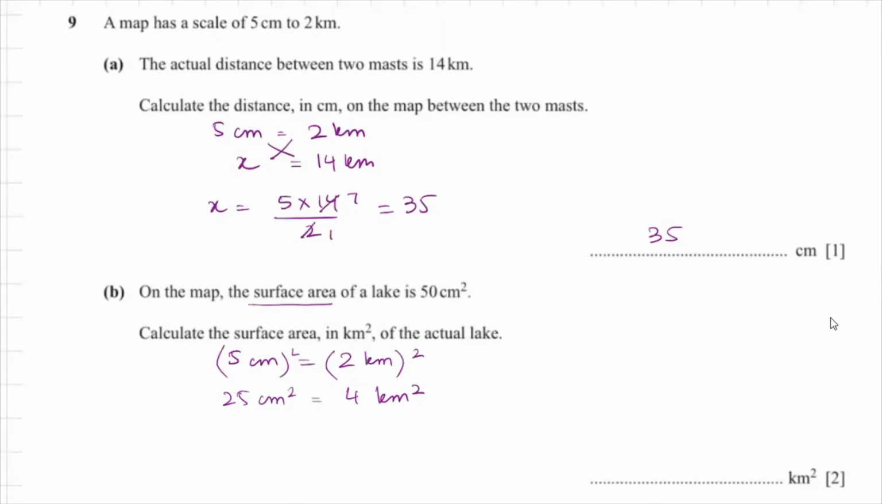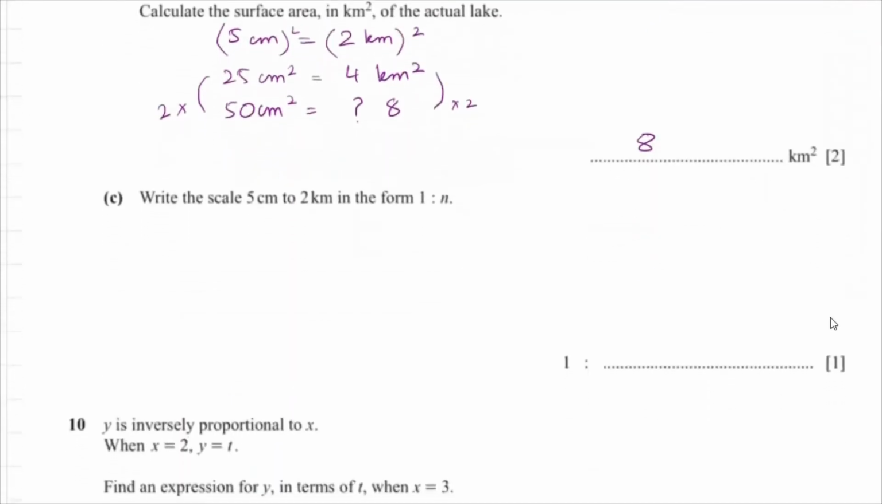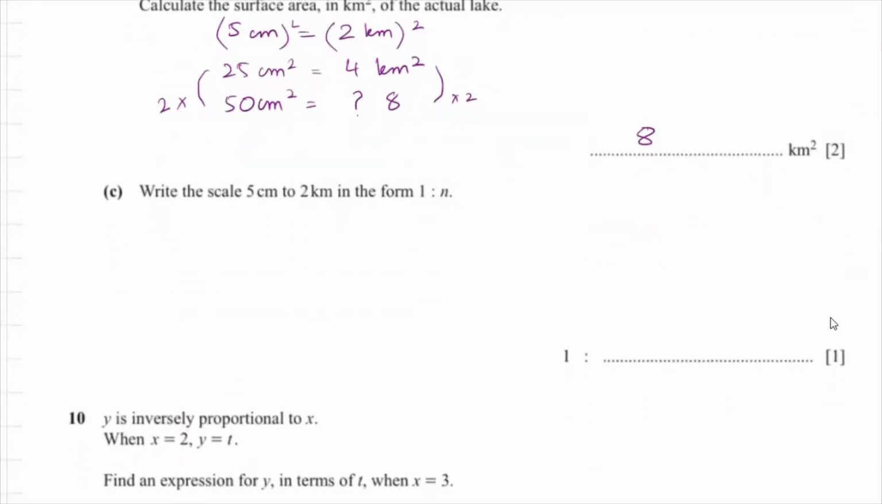Now they are asking what is the actual area of 50 centimeters squared. This is so obvious. 25 times 2 is 50, which means 4 times 2 will be 8. So your answer is 8 kilometers squared. Write the scale 5 centimeters to 2 kilometers in the form 1 is to n. Okay, the form 1 is to n means that you need to have the same unit.